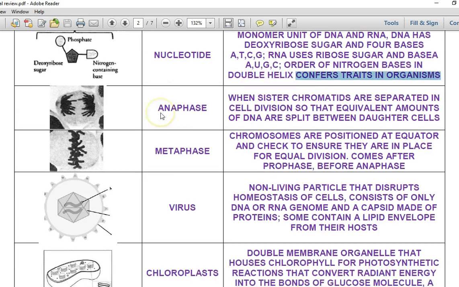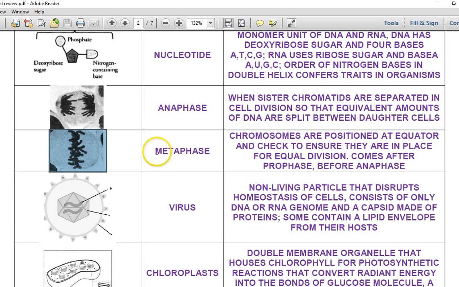Okay. All right, moving on, anaphase. In this phase, this happens before telophase, after metaphase. Sister chromatids are separated in the cell, and this occurs so that we can make sure that equivalent amounts of DNA are split between the daughter cells. And this is important because each daughter cell needs to have their own copy of DNA.